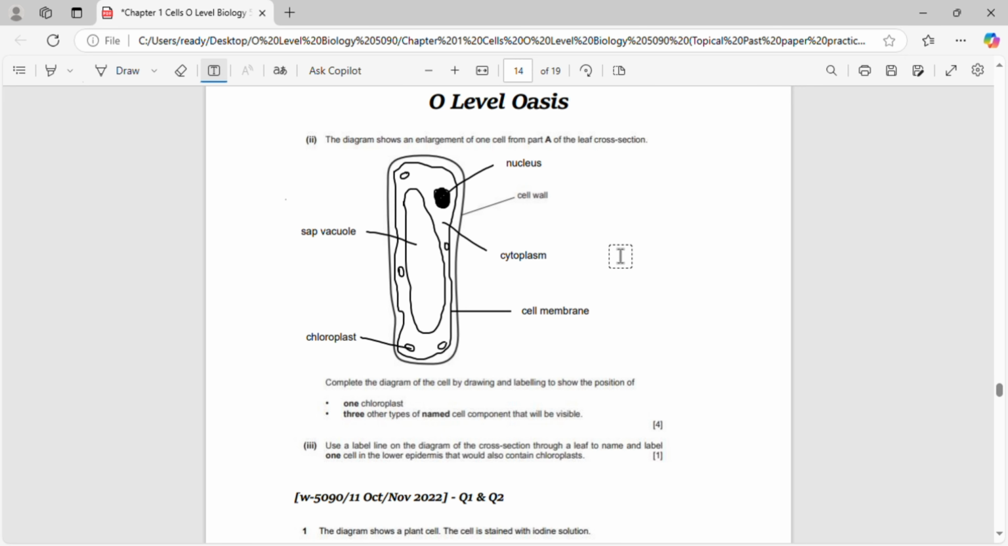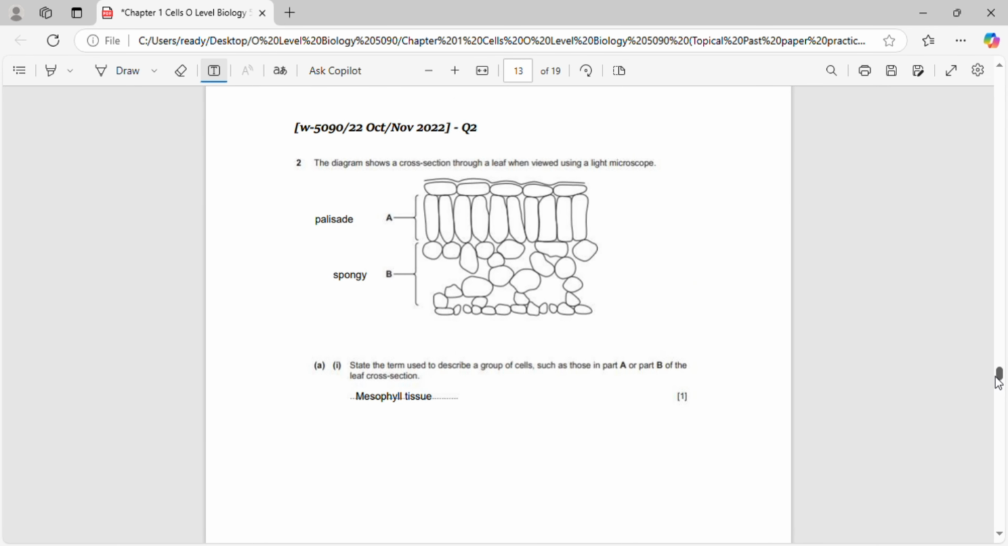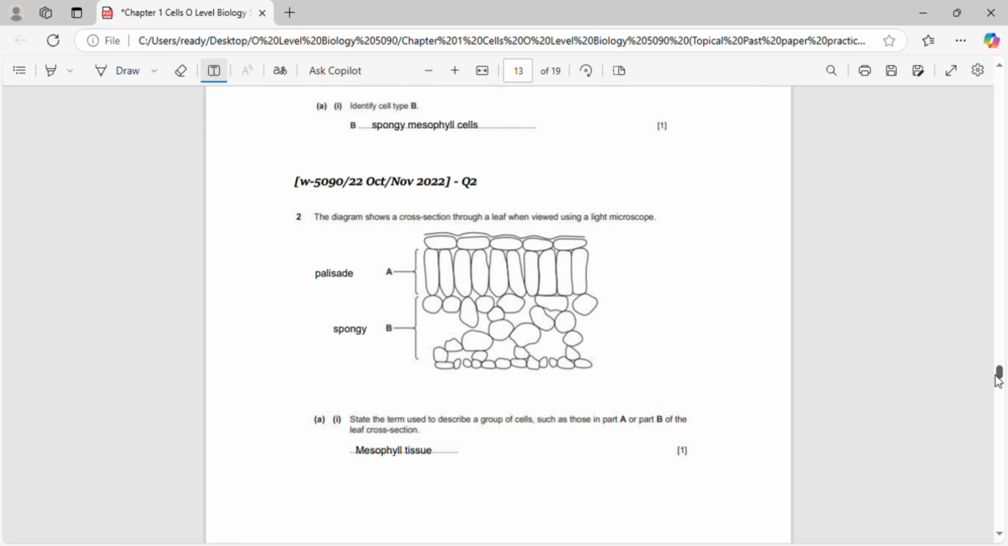They are now asking us to draw a line to label the cell in the lower epidermis that contains chloroplasts. To do this, let's scroll up and refer to the diagram of the leaf tissue. In this diagram, we need to identify the cell in the lower epidermis that contains chloroplasts. Be careful to only label the cell found in the lower epidermis. Here, we can see the lower epidermis. The cells in this layer that contain chloroplasts are the guard cells. These 2 cells are the guard cells, and they are the ones that contain chloroplasts. By labeling this correctly, you can easily earn your 1 mark.